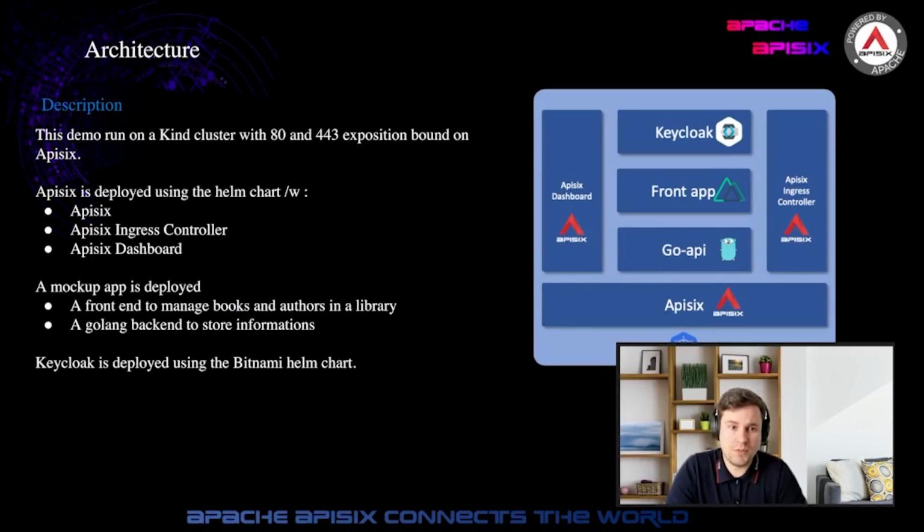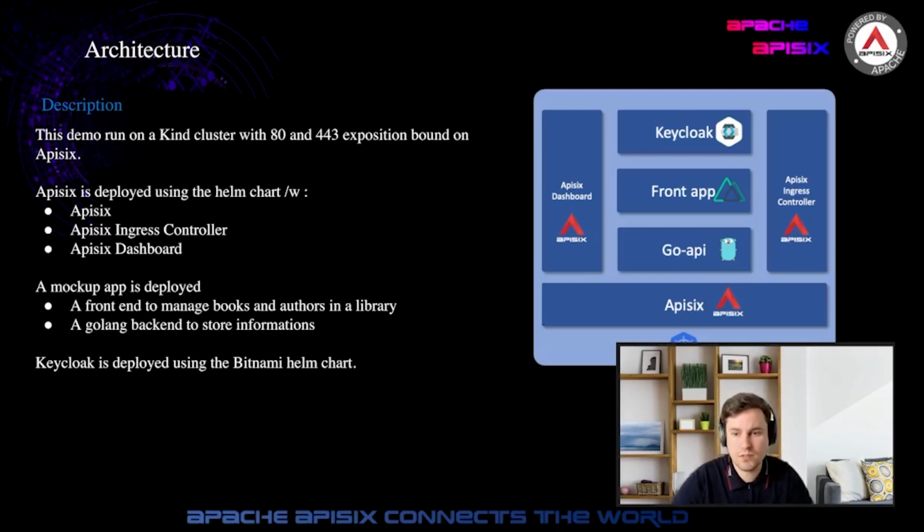So this demo is running on a KinD cluster with basic configuration and basic exposition bound to Apache APISIX. APISIX in this case is deployed using the Helm charts. So we have Apache APISIX, the Ingress controller, and APISIX dashboards.